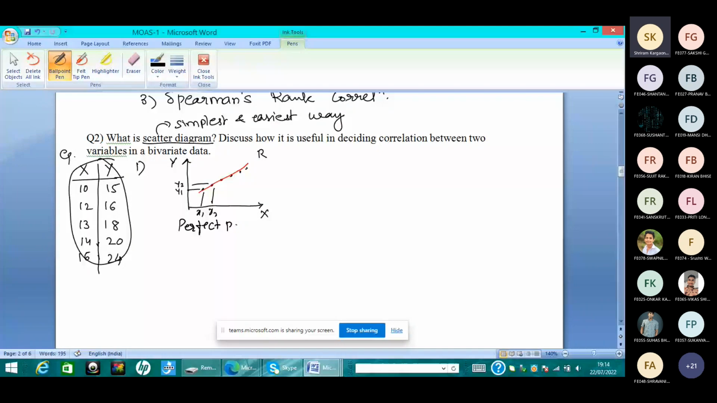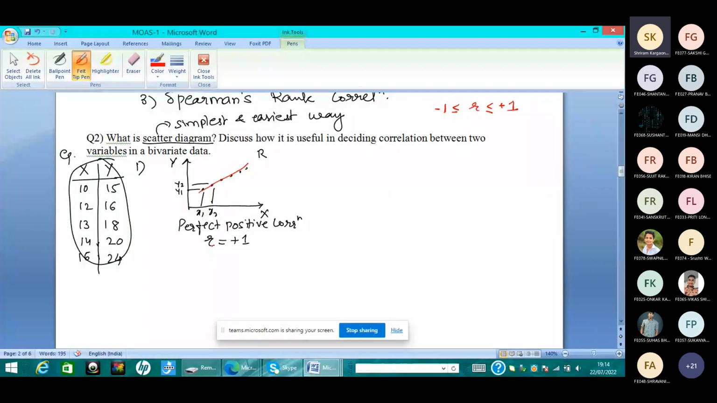If all the points plotted on the xy axis are in a straight line, then it is called perfect positive correlation, and in this case the value of r is +1. Note that the correlation value lies between -1 and +1, in this range. So it is called perfect positive correlation.